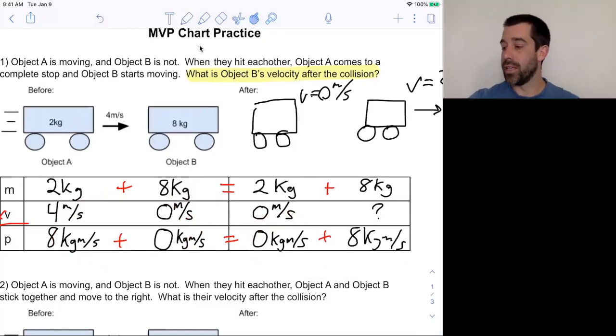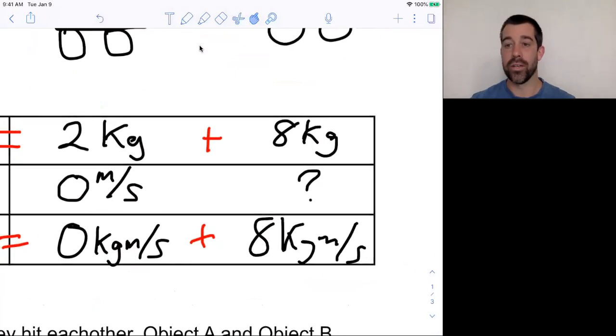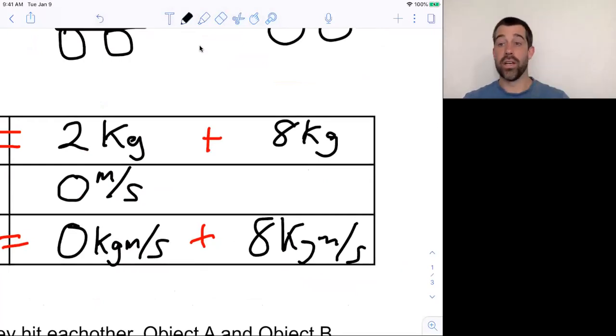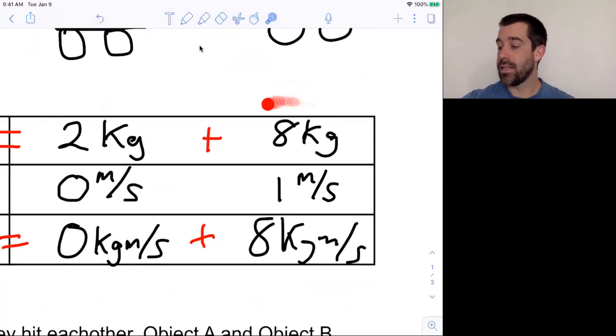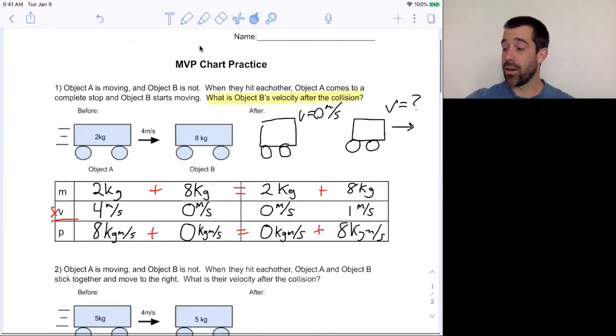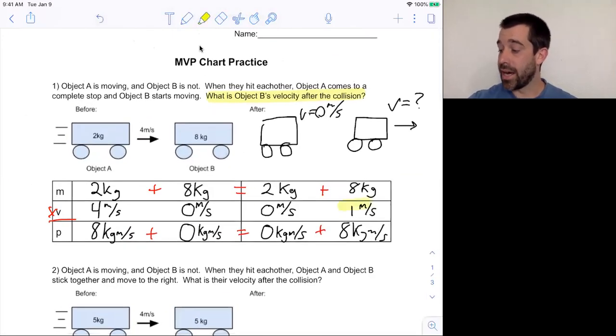Okay, so we know that this has to be 8 kilogram meters per second in order for those to equal each other and accomplish the law of conservation of momentum. We also therefore know that the velocity must be 1 meter per second, because 8 times 1 is 8. All right, once we've done that, we've filled out everything, and our answer is right here. I'm going to go ahead and highlight it. Object B is moving at a velocity of 1 meter per second.